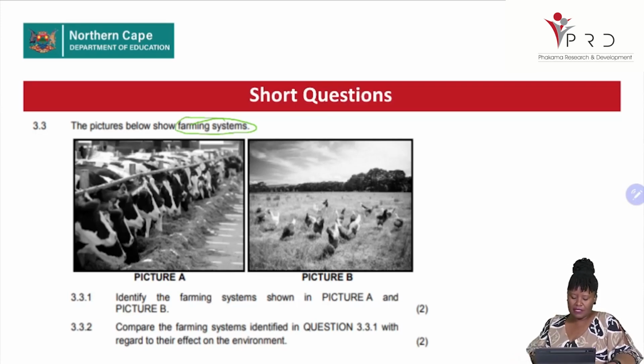Identify the farming system shown in picture A and shown in picture B. Which farming system? Your 2 marks. Compare the farming systems identified in question 3.3.1 with regard to their effect on the environment. Your focus must be on the environment.